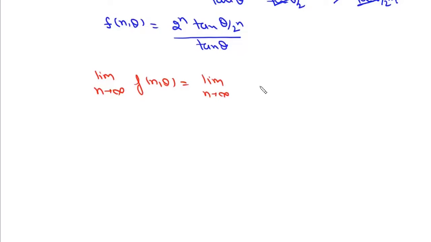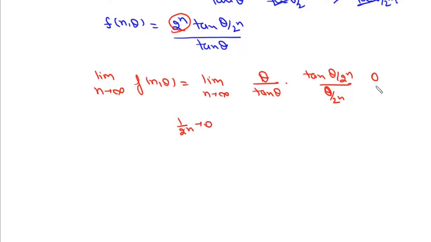this limit n tends to infinity, and we'll rearrange all this a bit. So we'll write this as 1 upon tan theta. This is nothing to do with n, and it'll be this tan theta upon 2 to the power n, and we'll take this 2 to the power n in the denominator, so it'll be 1 upon 2 to the power n. We'll multiply and divide everything with theta. Now when n tends to infinity, 1 upon 2 to the power n tends to 0. So this is 0 upon 0 form. So tan 0 upon 0 is 1. So answer to this limit is simply theta upon tan theta.